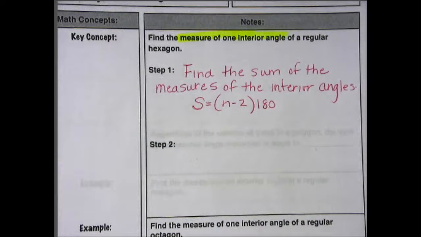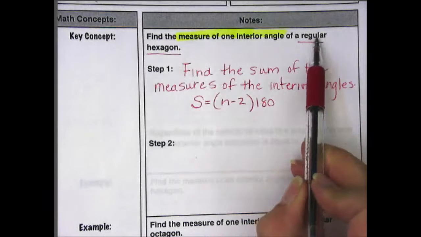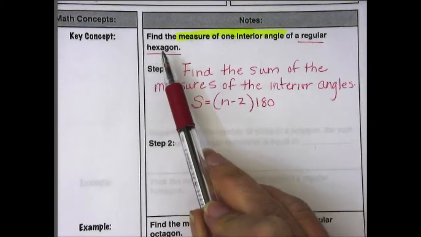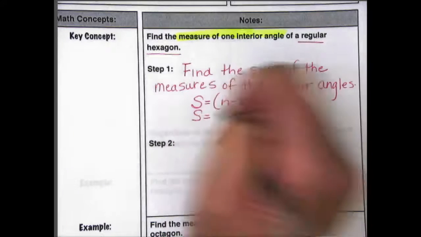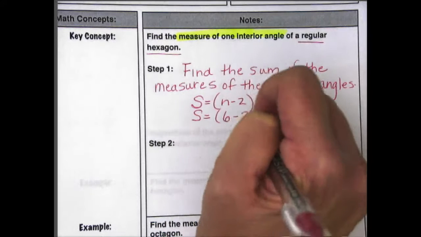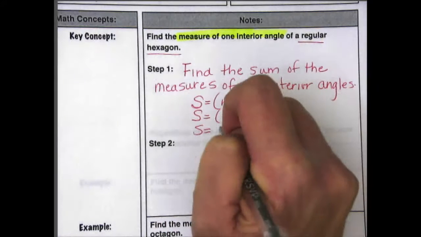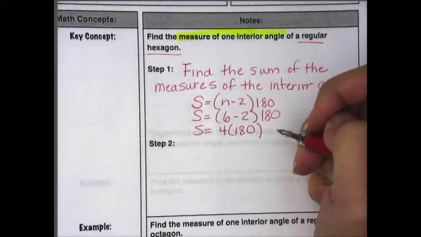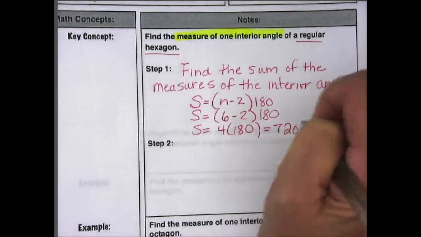Okay, in this case, they want us to find the measure of one interior angle of a regular hexagon. Regular meaning sides and angles are all equal. Hexagon, if you think about hexagon, it means 6-sided. So we're going to take our formula, put a 6 in for n, and when we multiply 4 times 180, we're going to get 720 degrees.